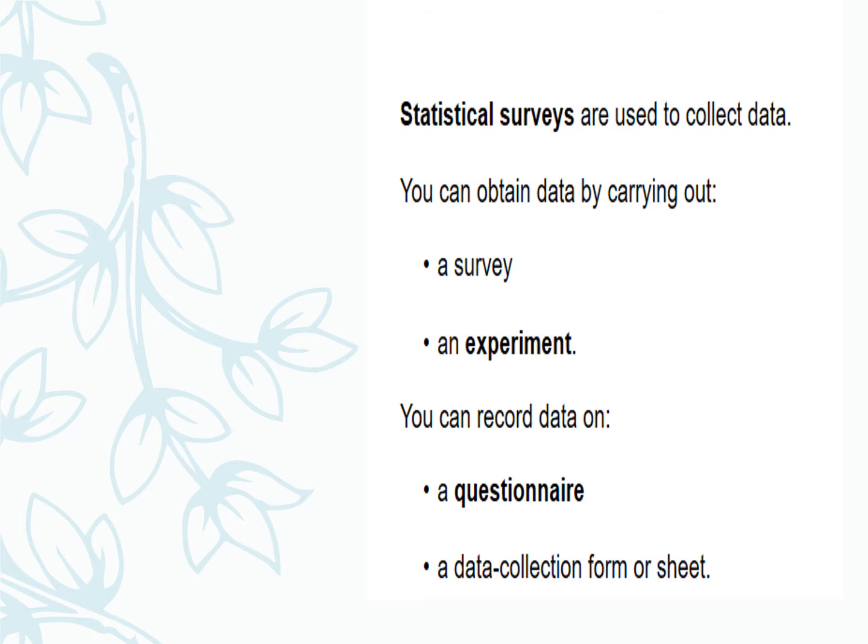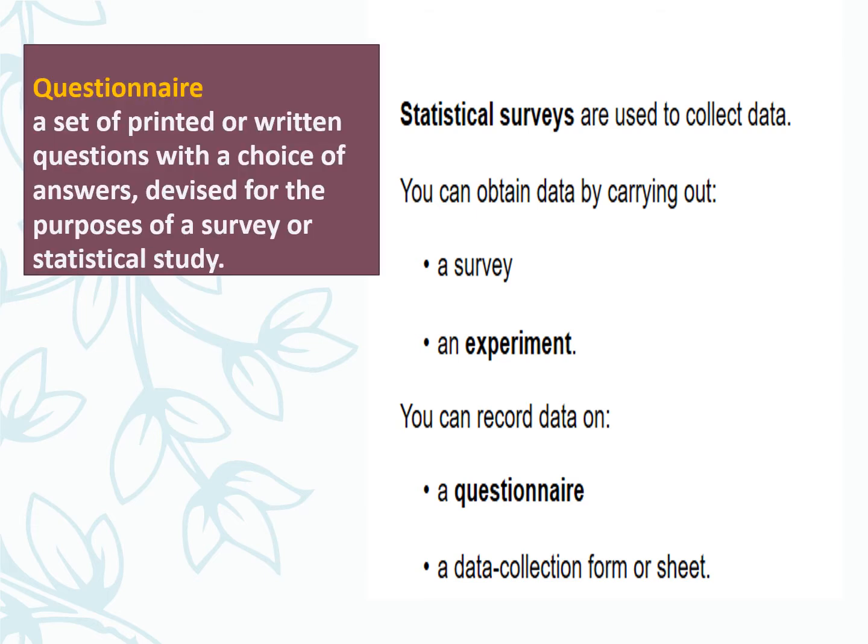Now, a statistical survey is used to collect data. You can obtain it by carrying out a survey or an experiment. How can I record the data? You can record it on a questionnaire, and this questionnaire is like a sheet you record the data on, or a data collection form. What do I mean by a questionnaire? A questionnaire is a set of printed or written questions with a choice of answers.